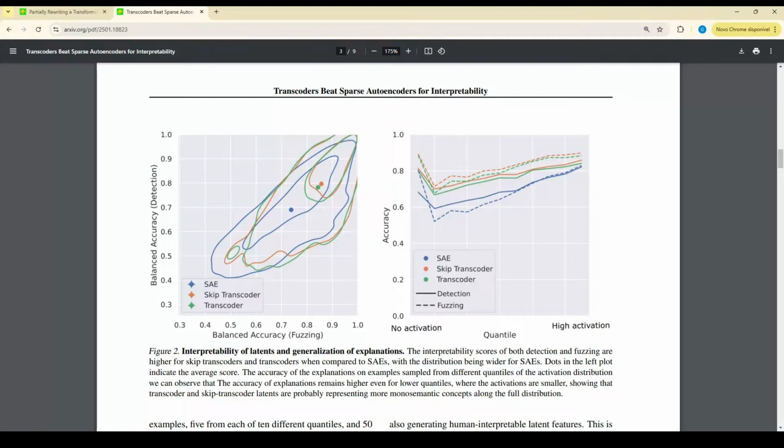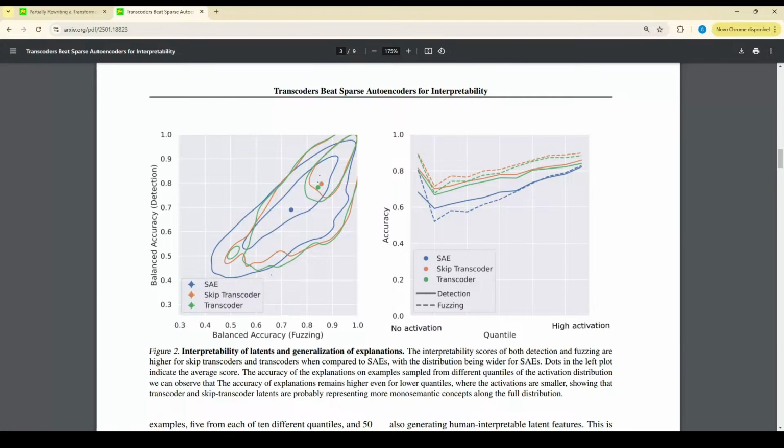This plot on the left just shows the overall distribution over, I think, 500 different latents of the SAE, the skip transcoder, and the transcoder of Pythia. And you see that the average score of the SAE is much lower than the average score of both the skip transcoder and the normal transcoder, both on detection and fuzzing.